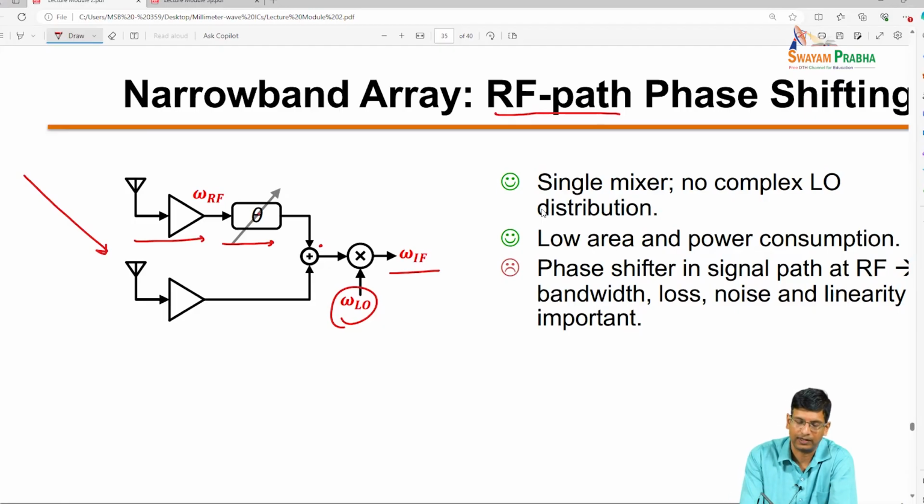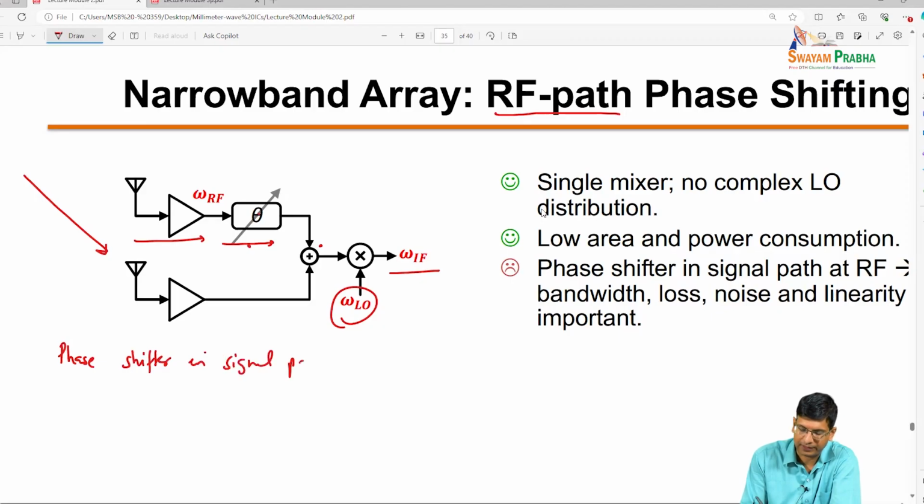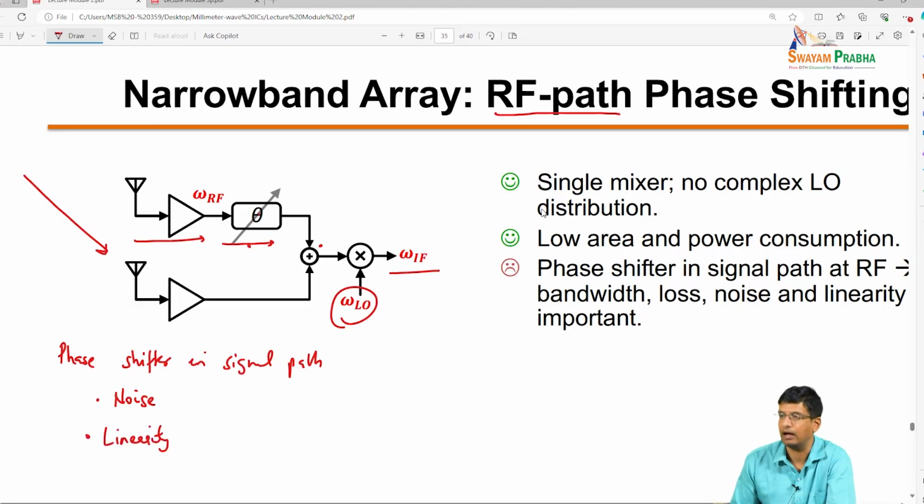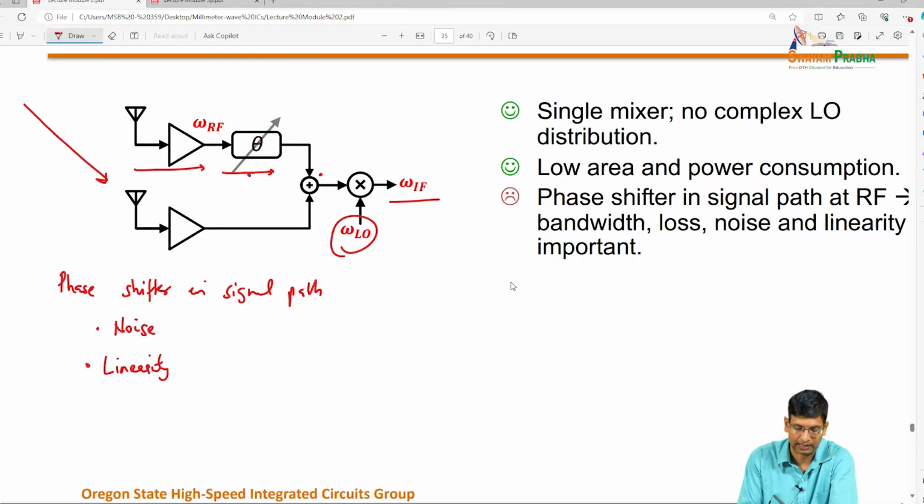So all the phase shifting is happening at RF, but the key here is that the phase shifter is in the signal path, right? So since the phase shifter is in the signal path, all the things that I worry about for signal path components, such as noise and linearity, matter. So now I have to design the phase shifter considering these. And also importantly, if I'm interested in wideband arrays, then I have to consider the bandwidth of the phase shifter because it's operating across the entire RF frequency.